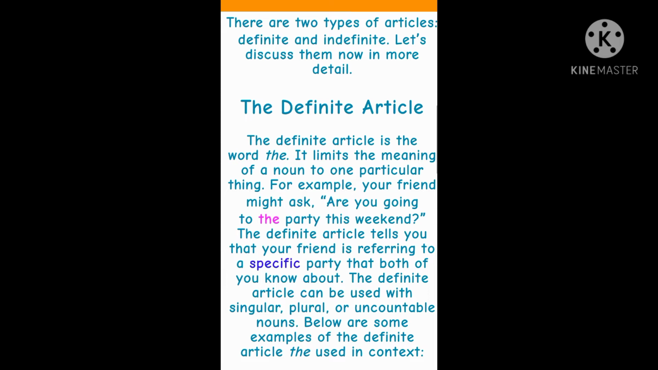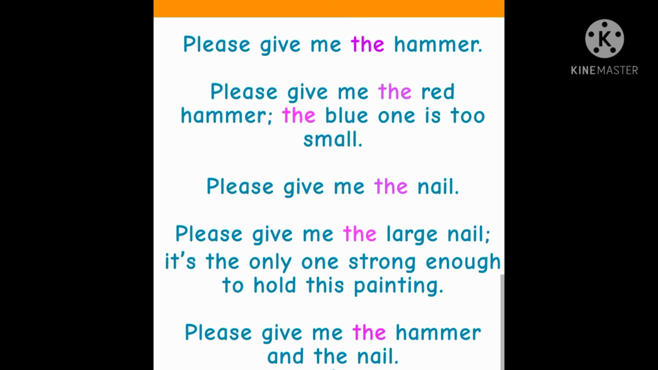For example, your friend might ask, "Are you going to the party this weekend?" The definite article tells you that your friend is referring to a specific party that both of you know about. The definite article can be used with singular, plural, or uncountable nouns. Below are some examples of the definite article the used in context.